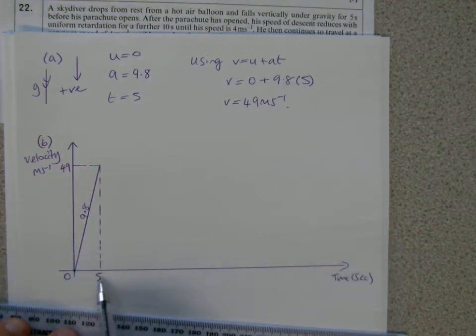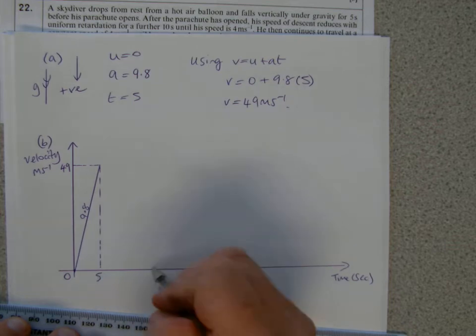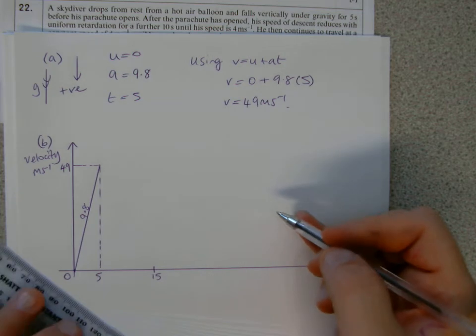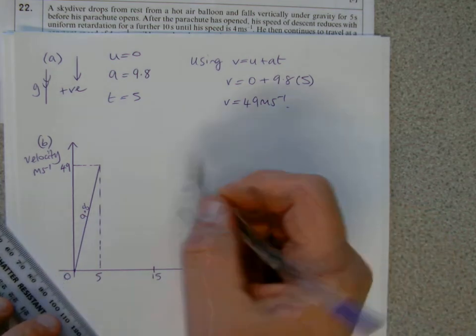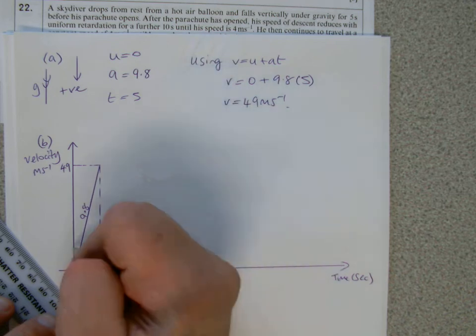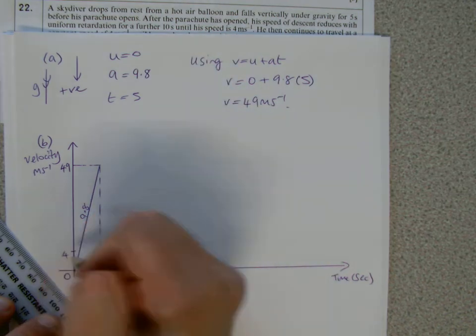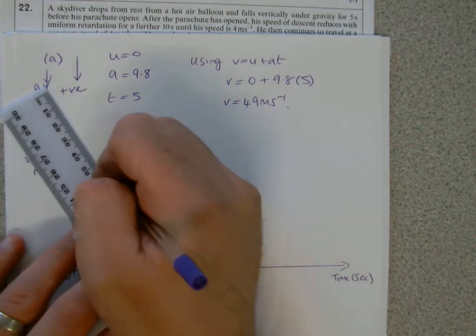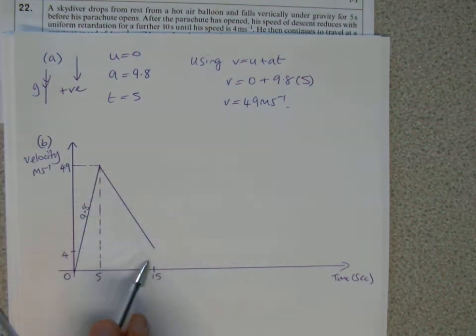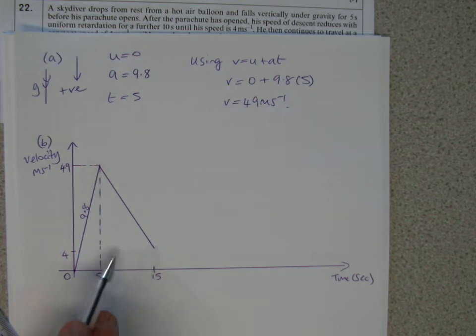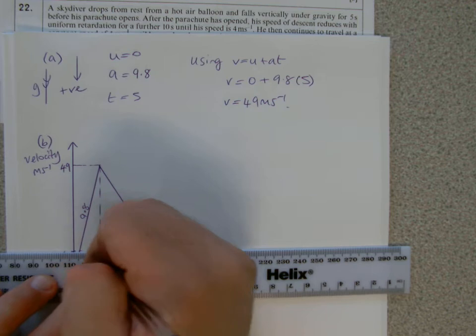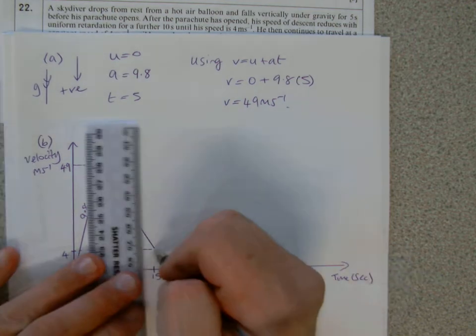So if he's first 5 seconds there, another 10 seconds will take me to about there, and he reduces his speed then quite quickly because of this parachute, and it reduces it to 4 meters per second. So 4 is going to say be there, okay? So we need to join up that there to show he's reducing his speed, the uniform retardation, and it takes him 10 seconds to do that.